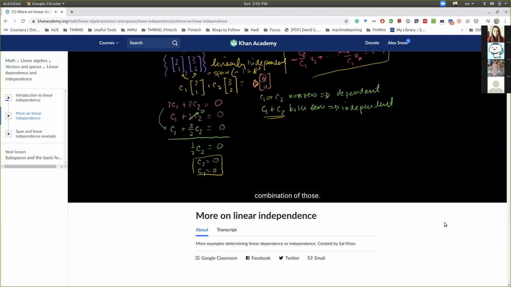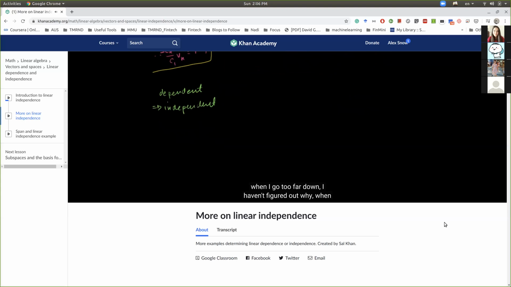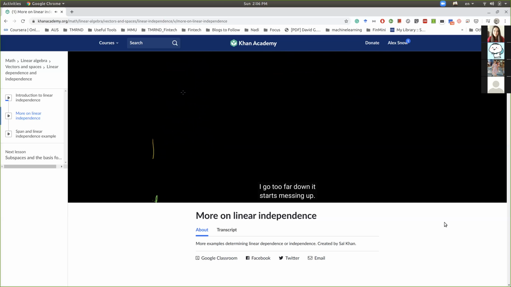Let's do another example. Let me scroll to the right, because sometimes this thing, when I go too far down, starts messing up, and I haven't figured out why. So my next example is the set of vectors. I have the vector (2, 1), I have the vector (3, 2), and I have the vector (1, 2). And I want to know, are these linearly dependent or linearly independent?